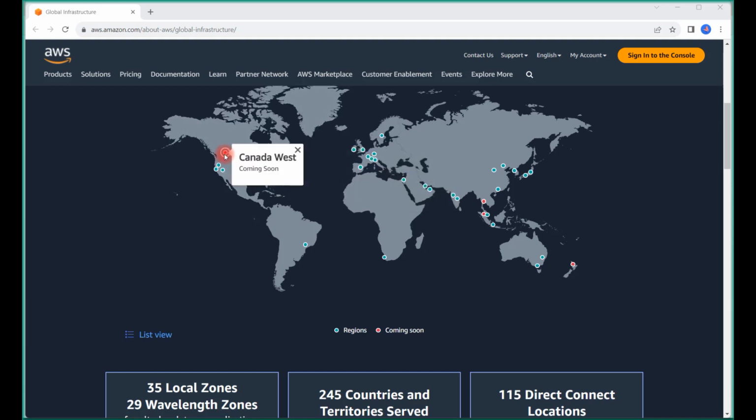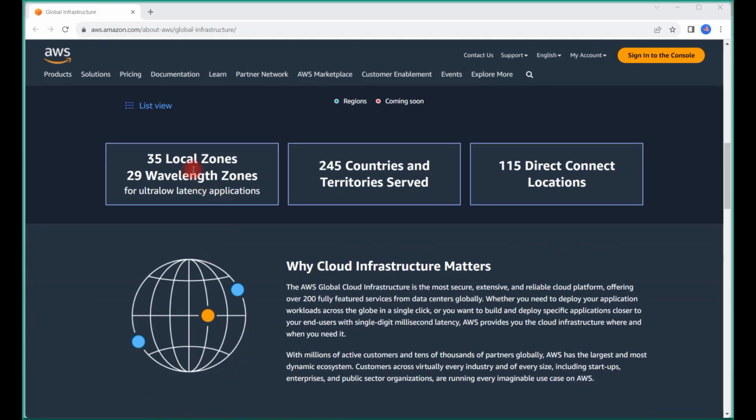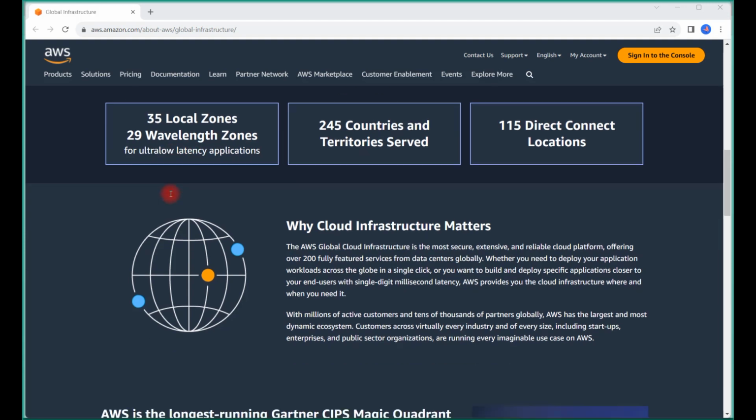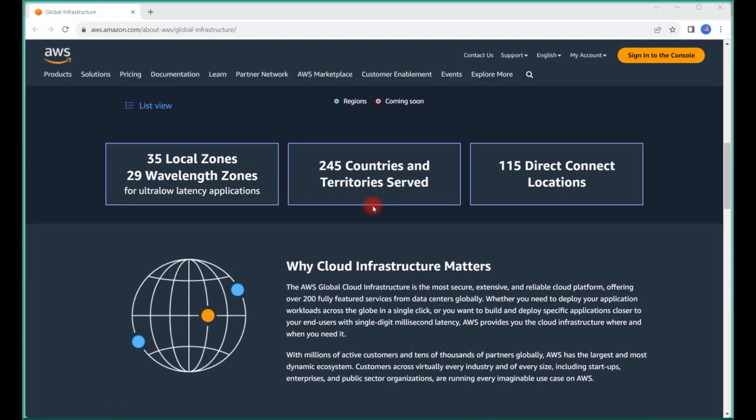Okay, and you can see there are upcoming regions also. So we have different kinds of local regions. As I mentioned, it is used for latency-sensitive applications which require low latency, and we can have some Wavelength Zones as well, which are required for ultra low latency applications. So there are different kinds of options we have.